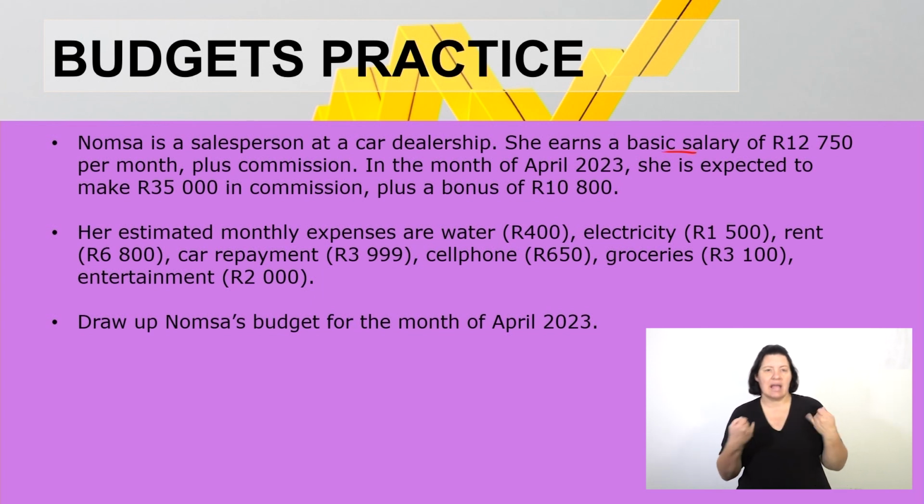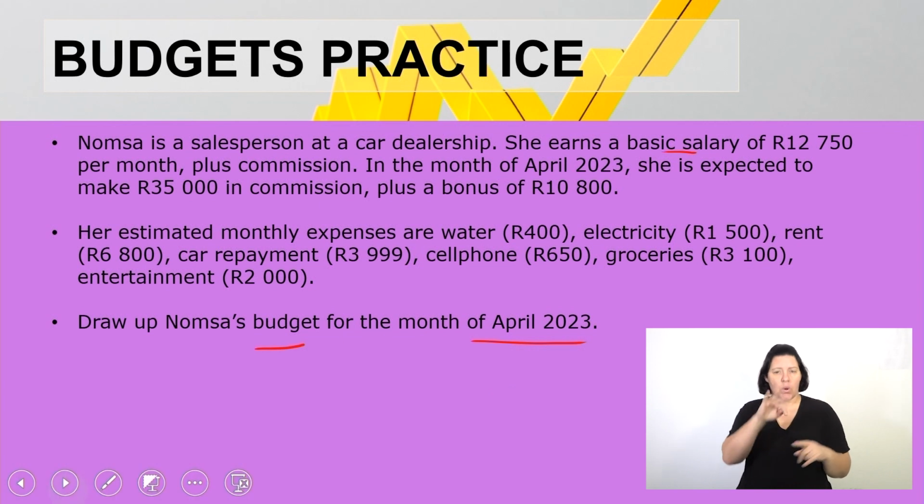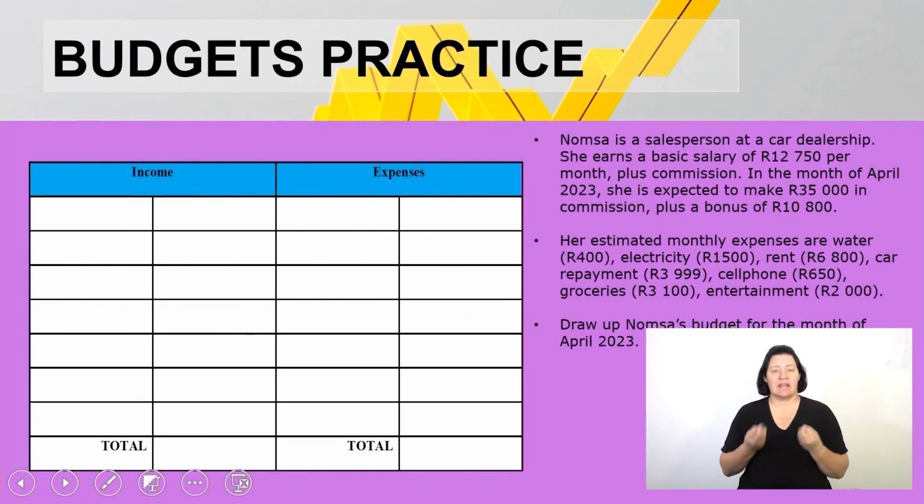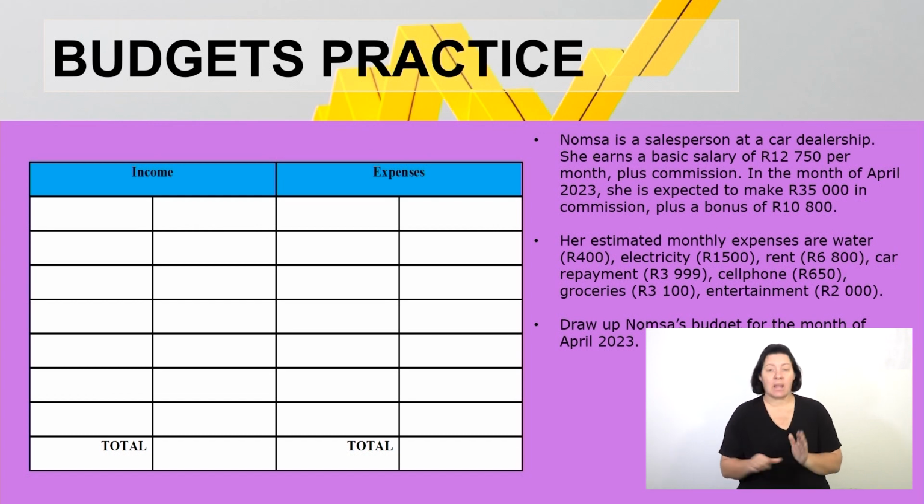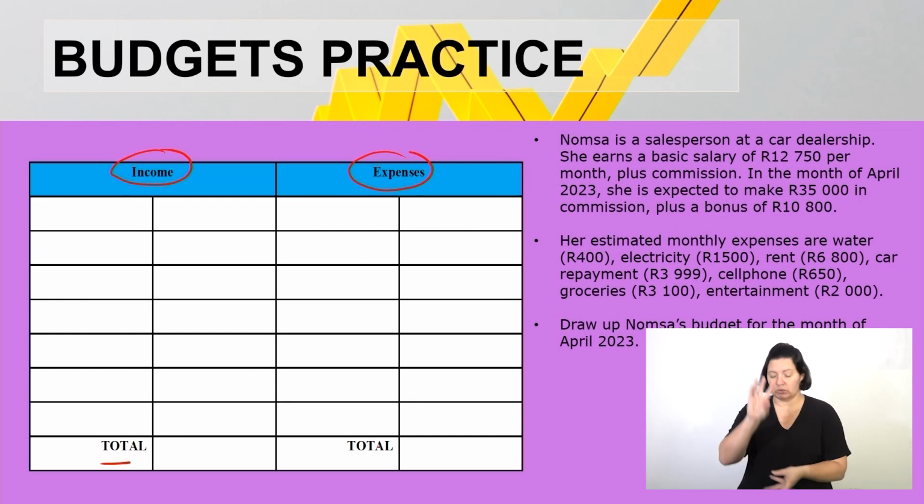So what is it that we need to do? It says further on, draw up Nomsa's budget for the month of April 2023. Now let's see how we will go about it. So here I gave you an outline, more or less, of what a budget should look like. Important to note, we have our income and we should have our expenses, and then also important is to total them at the end. Okay, so now I'll start off by indicating what was given to me, all the income.